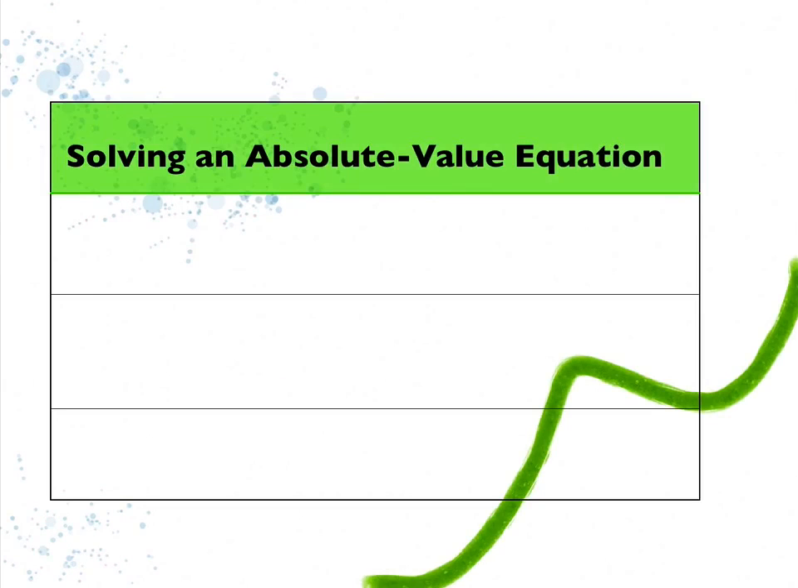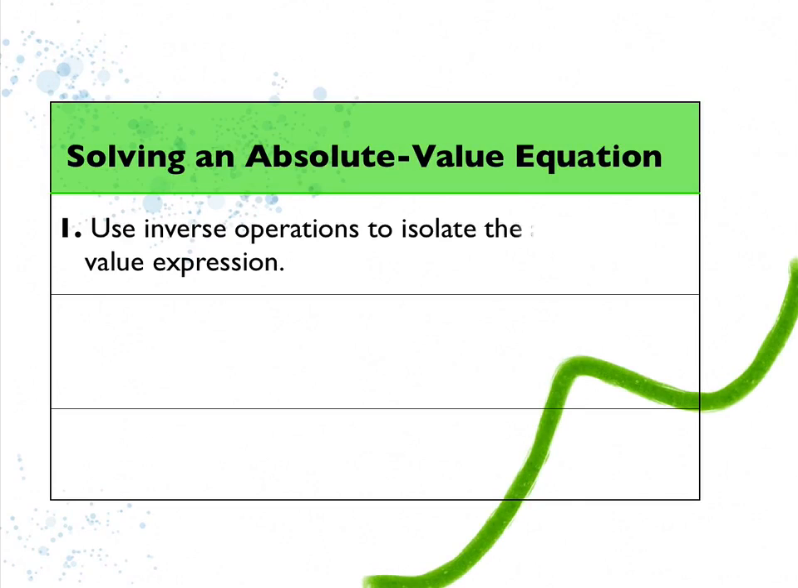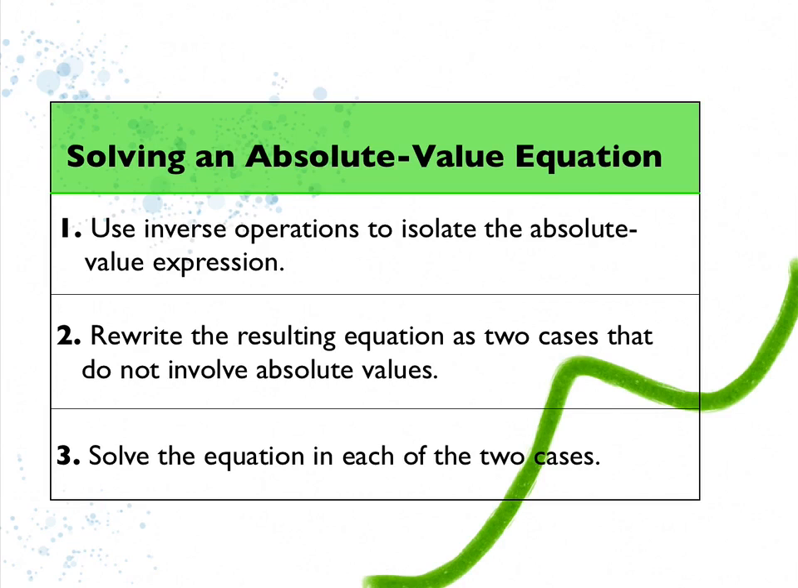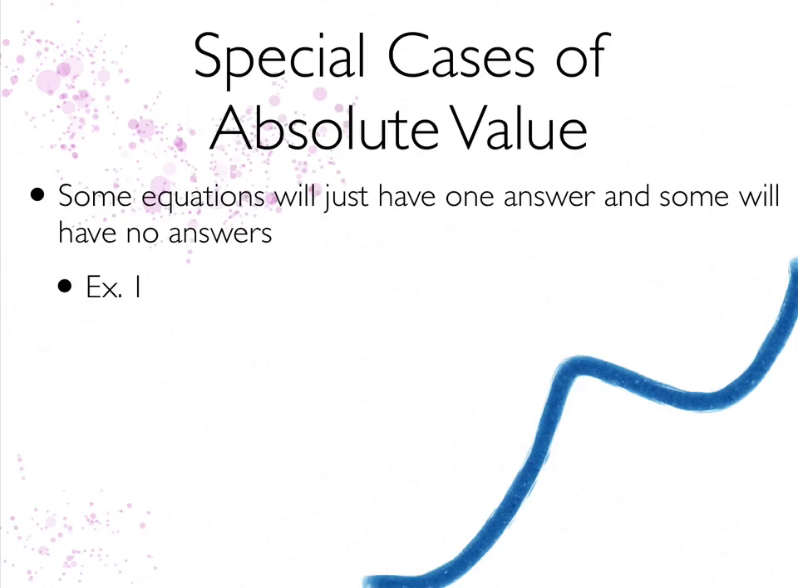So if you haven't caught on by now, here are the steps for solving an absolute value equation. We're going to use our inverse operations to isolate the absolute value expression. We're going to rewrite the resulting equation as two cases. One's going to be positive and one's going to be negative. Then we're going to solve each of those equations and get the two answers. Sometimes you're going to have maybe one answer, and sometimes you're not going to have any answers.